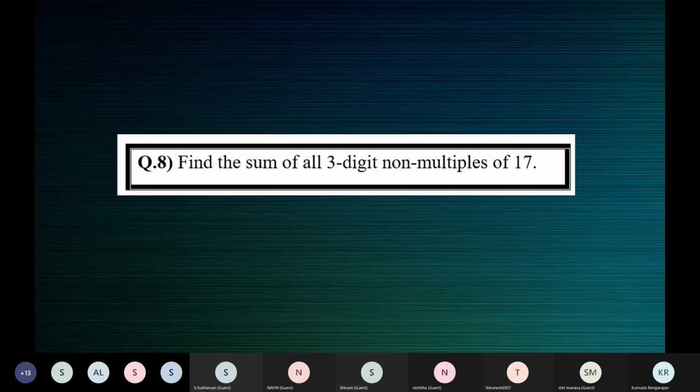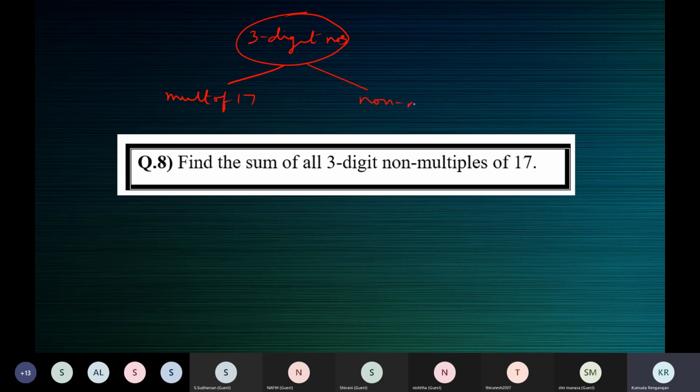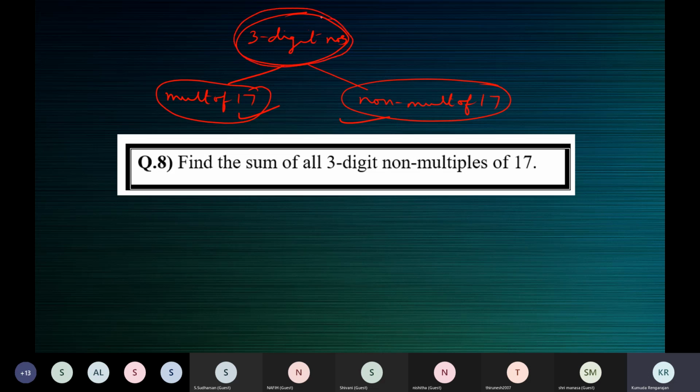So that means we have the entire collection of all 3-digit numbers, and we make them into two groups. Multiples of 17, and the other group is non-multiples of 17. There are some numbers here, and the remaining numbers are here. These two put together form the collection of all 3-digit numbers.